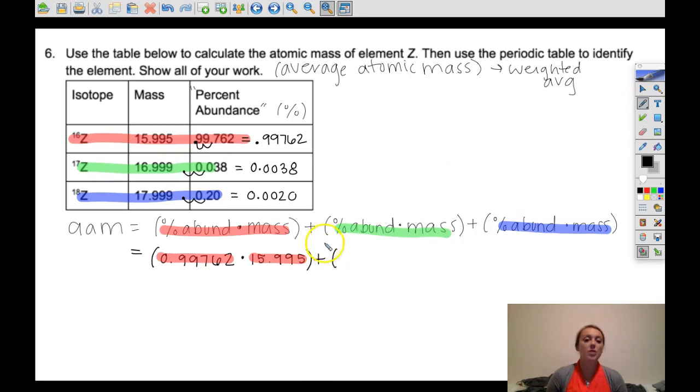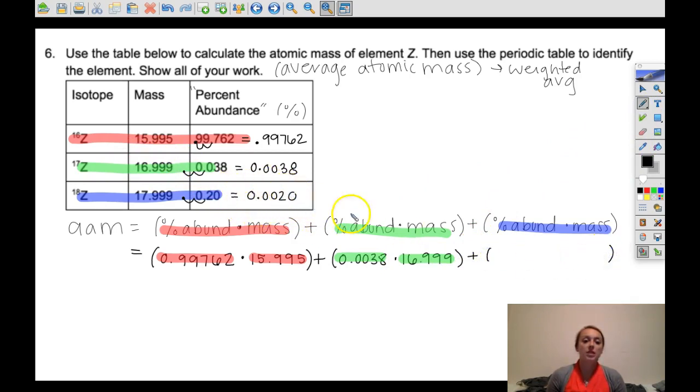And the second number, its mass, is the decimal version of that particular isotope mass. Then we're going to work on the second isotope. So I'm going to pull my number down to 0.0038, and I'm going to multiply it by the decimal version of the mass. So 16.999. So the number I just highlighted comes from the percent abundance as a number, and then the second number is the decimal version of the mass. And we're going to do this one more time.